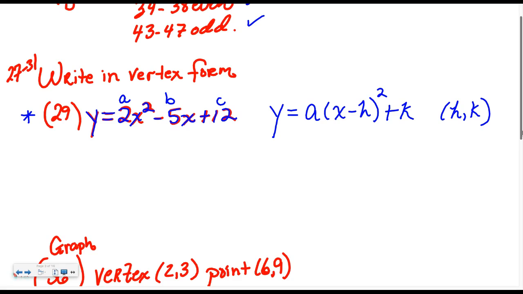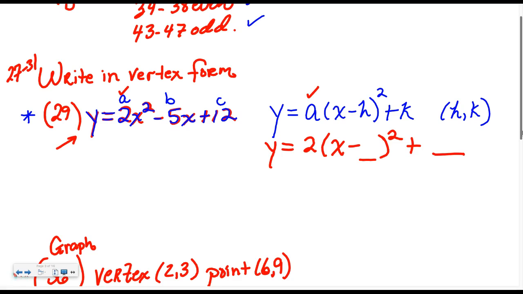So to write it in vertex form, I need to have a vertex. I can supply the a right now because it says right here that a is 2. So I'd like you to write y equals a, replaced with a 2, times x minus something squared plus something. We're going to supply the h and the k by finding the vertex over here.